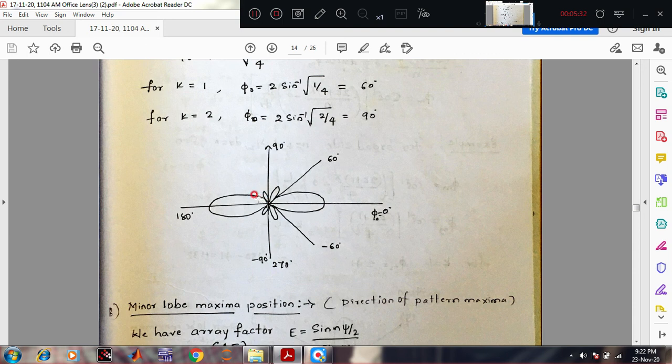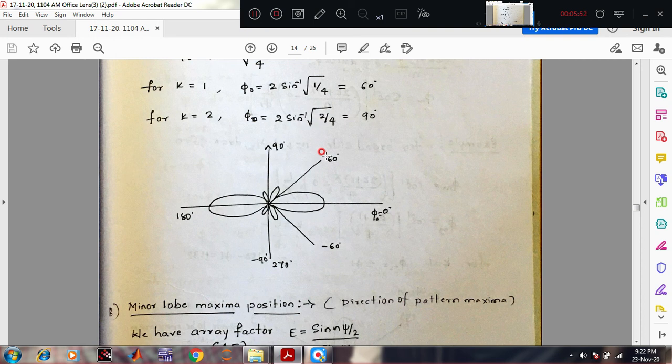You can observe here, the maximum radiation will be along the array axis, that is 0 degrees and 180 degrees, but nulls are at 60 degrees and 90 degrees. This is 60 degrees and 90 degrees, and this is minus 60 degrees. So in these directions there is no such major radiation.